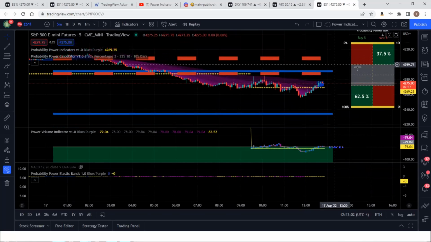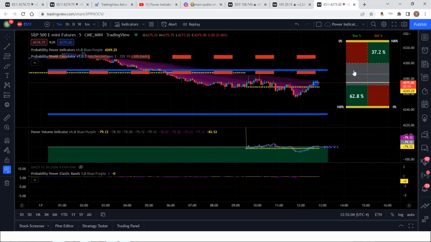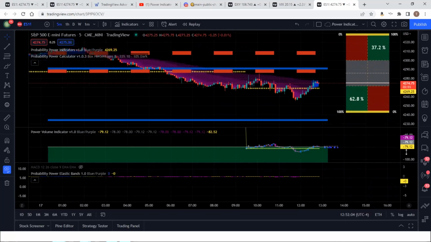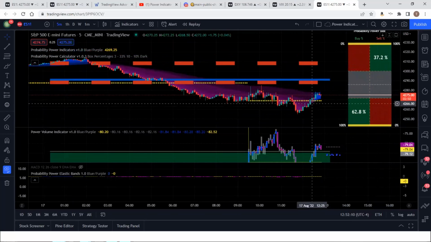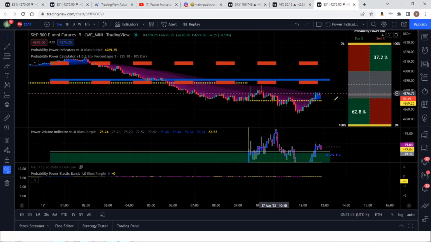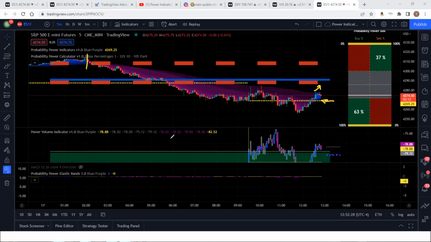This is a 5-minute chart of the ES right now, live trading. So we're above the open price currently right here, right now. We just switched to a blue cloud on the 5-minute chart, and it hasn't been blue since 2 o'clock in the morning. So that's something to take note of.